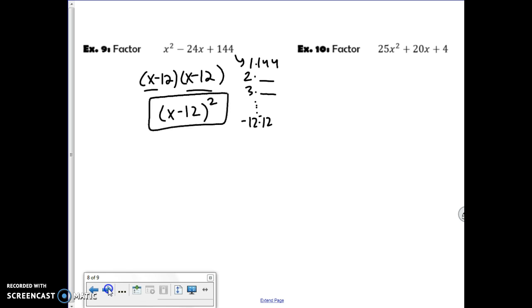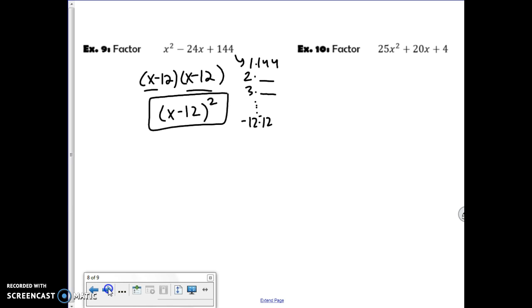And example 10, 25x squared plus 20x plus 4. So, again, and I apologize for not bringing this up in the last couple, remember you always want to check for a greatest common factor. And look at 25, 20, and 4. We do not have a greatest common factor other than 1. And remember, we don't normally write that we're factoring out a 1.